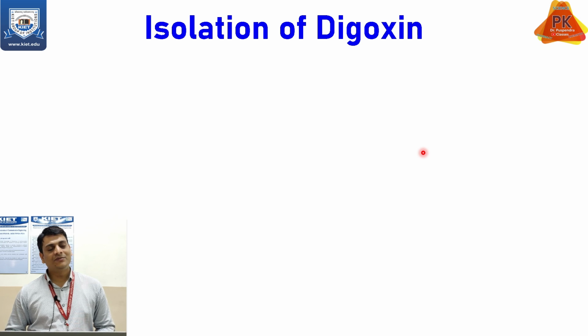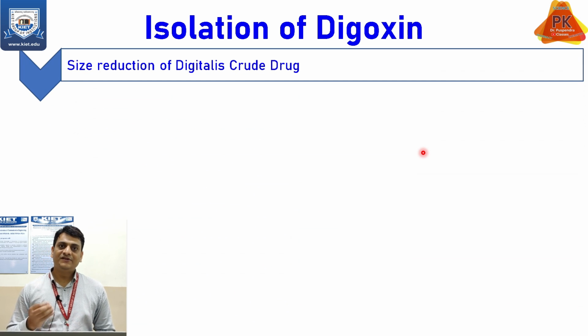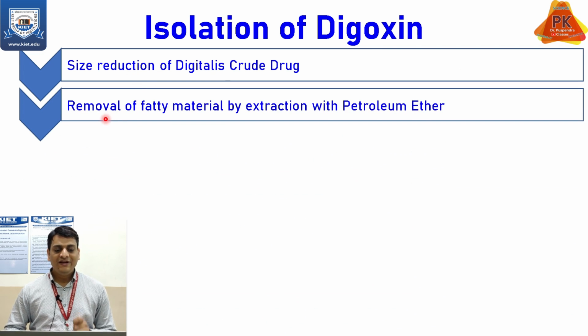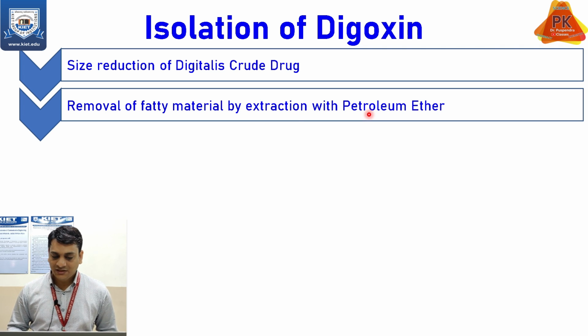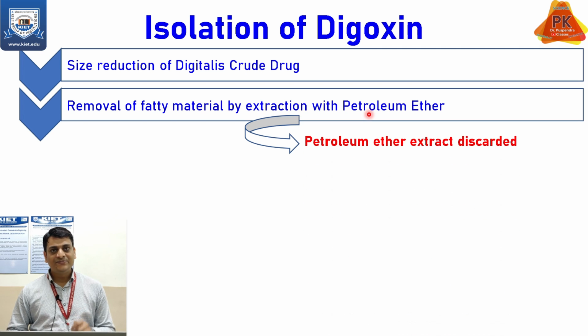So coming to the isolation of digoxin. Here you can see that first we take the dried Digitalis purpurea leaves, then we reduce the size of those leaves. After that we remove the fatty materials present in the leaves by extraction with petroleum ether. When we extract this crude drug with petroleum ether, all the fatty materials present in the crude drug will be removed.